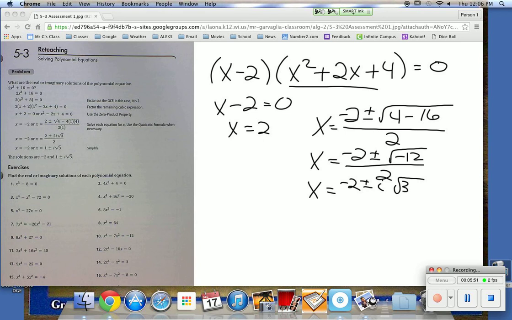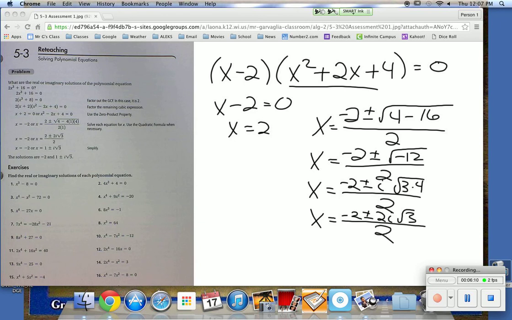3 times 4 all over 2. What's the square root of 4? 2. So we can bring that out. We can say x equals minus 2 plus or minus 2i square root of 3 all over 2.